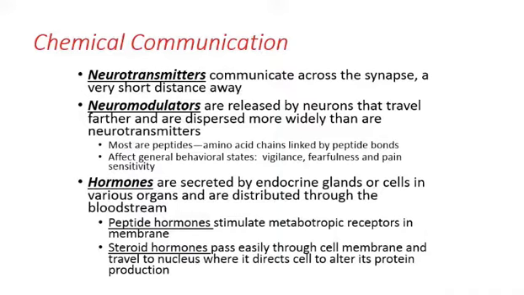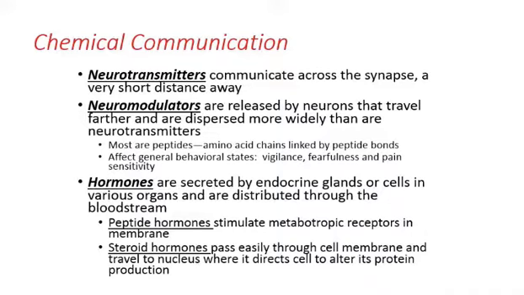The third major method of chemical communication includes hormones, and these are secreted by endocrine glands or cells in various organs. The hormones are sent not into a synapse, but into the bloodstream, and their action is usually fairly distant from the site of release, in contrast to neurotransmitters and neuromodulators, where the site of action is relatively close to where it's released.